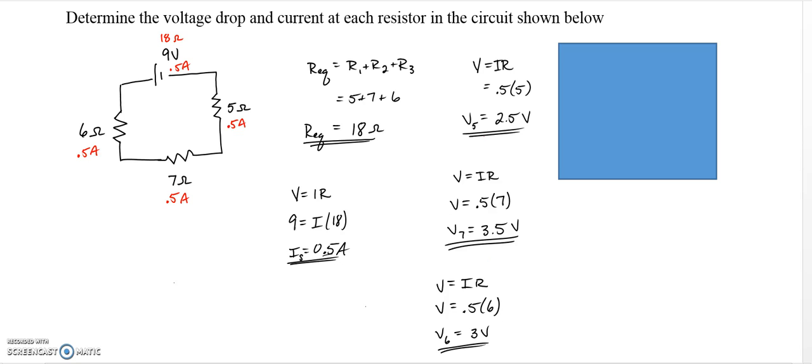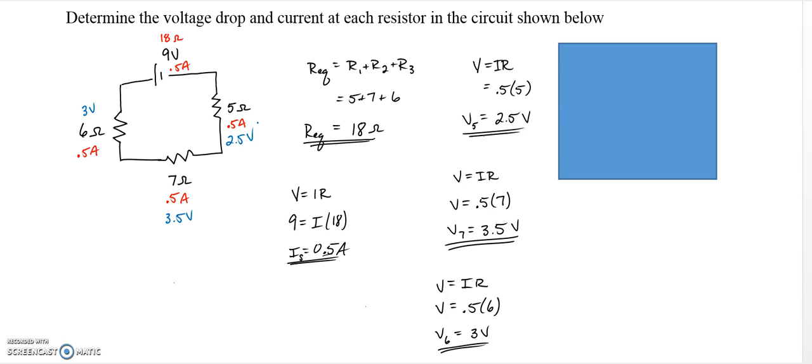So what that means is I can go back in here, and I always like to fill this out. I go back in and I just fill these all out. So I have 3 volts here, and then at the 7 I've got 3.5 volts, and over here I've got 2.5 volts. Now I've solved the problem.